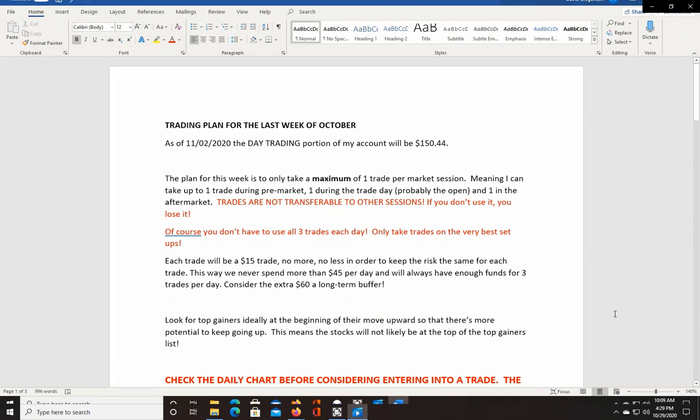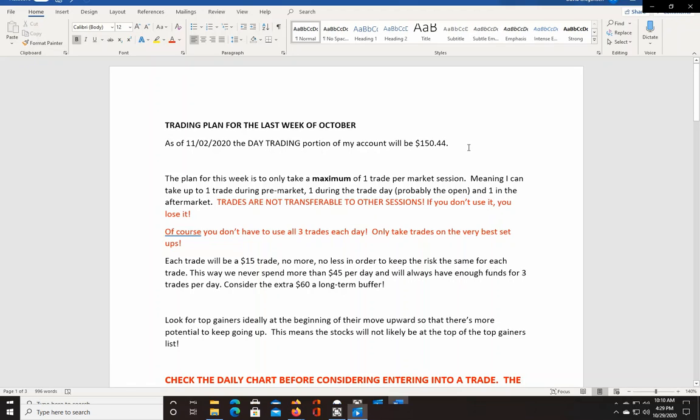So after something like that happens, how do you avoid that in the future? You have to have a trading plan, and you may need to update it so that you don't make those mistakes again. Now, this is my trading plan that was actually from last week, and you can see here I'm recycling it. See, it says last week of October, but now I've updated it for next week because it's a good plan.